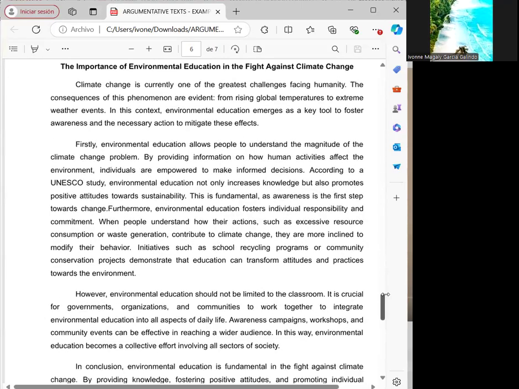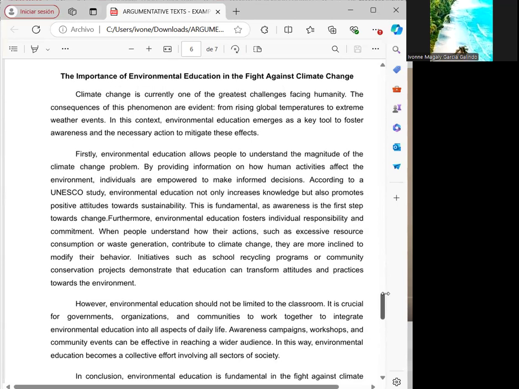Here we have also, I don't remember who wrote this. And this one is about climate change. So let's say this is the main idea: the importance of environmental education in the fight against climate change. This is also a good subject to talk about, to develop an argumentative test.